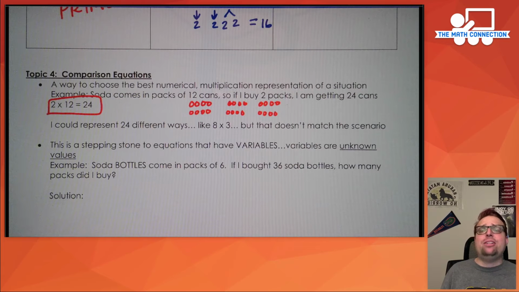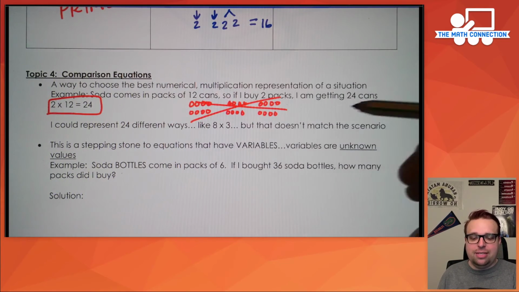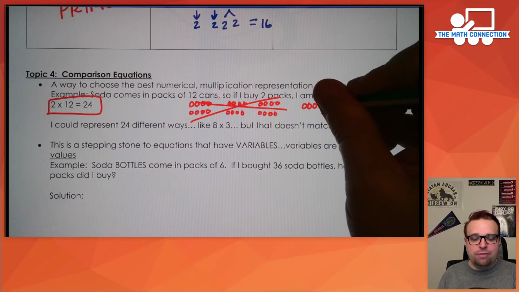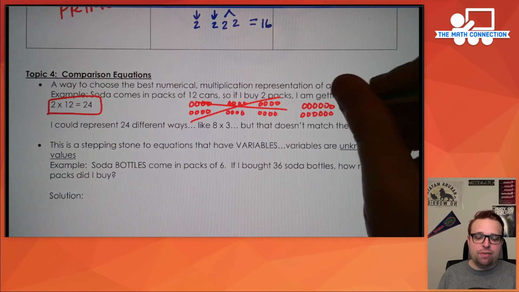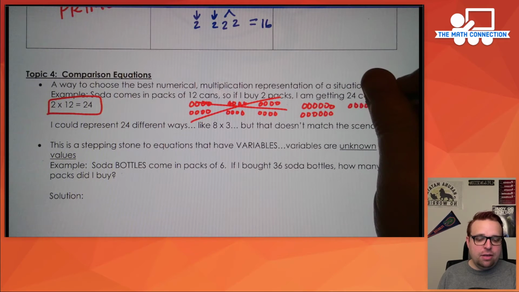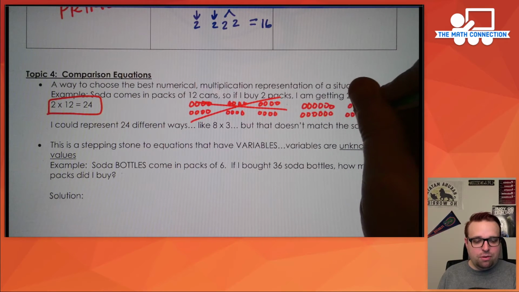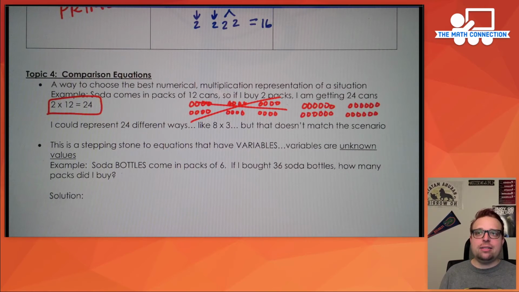But does that match the verbal situation, the word problem, the scenario that I was given? And the answer is no. Because I didn't buy 3 packs of 8 cans of soda. I bought 2 packs of 12. So this is out. I have 1, 2, 3, 4, 5, 6... 1, 2, 3, 4, 5. That's my first pack. And then I have, is that 6? Yep. 1, 2, 3, 4, 5. I have 2 12 packs. And this accurately represents the scenario. Okay.